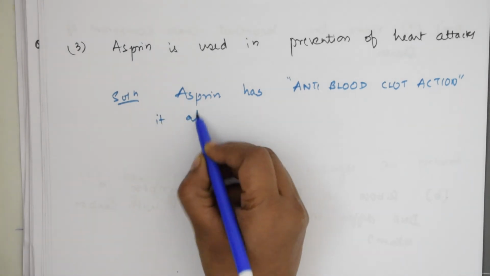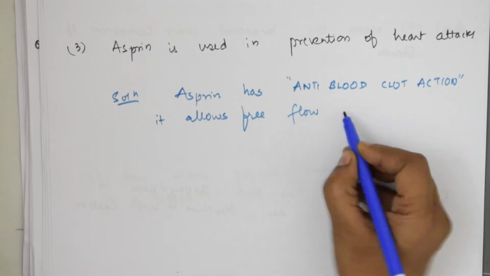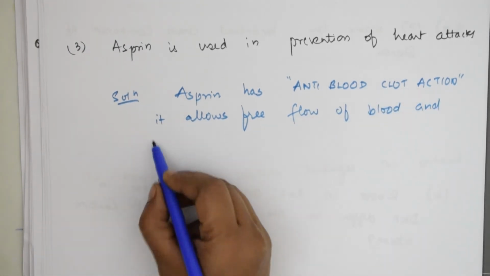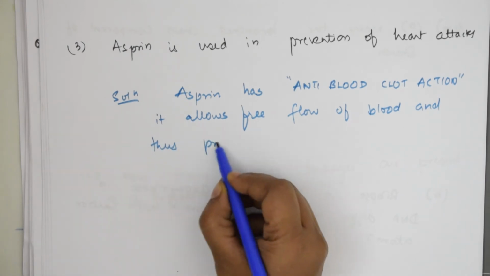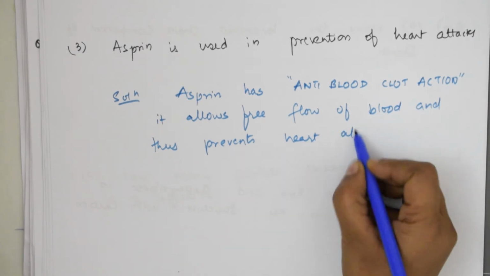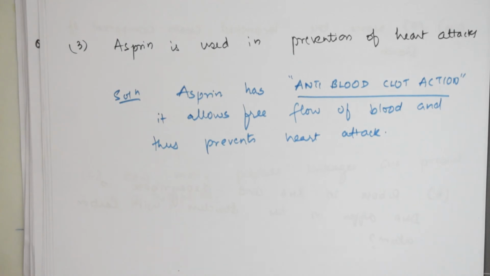It allows free flow of blood and prevents heart attack. But this is not suitable for all the patients because the mode of action varies with different people. So you have to be specific and careful. Everybody cannot take aspirin. With the doctor's suggestion only, aspirin should be taken during heart attack. Done. So these are your questions. Hope this is clear, students.